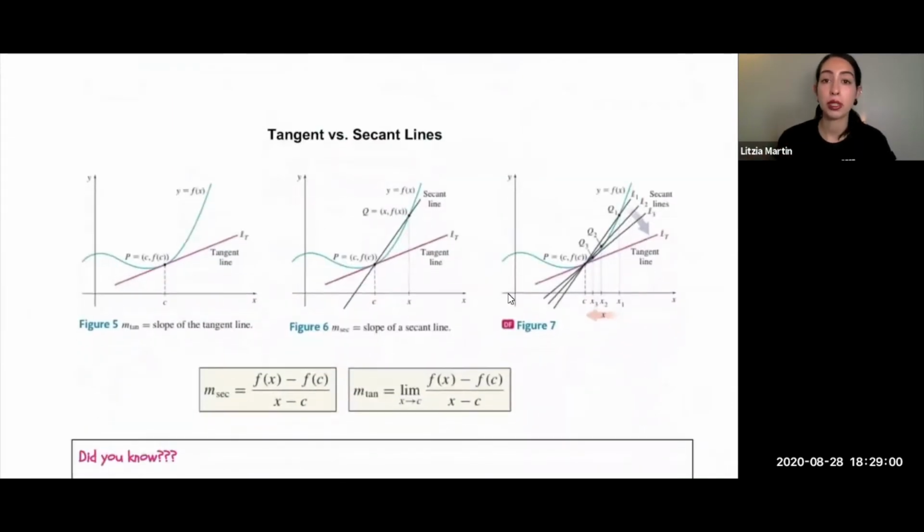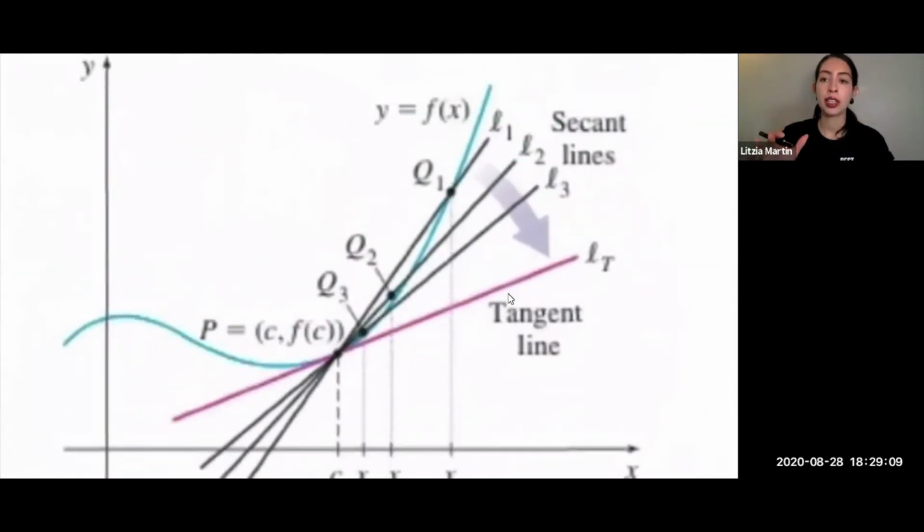Let's talk about the difference between a tangent and a secant line. So a secant line is a line that is formed by taking any 2 points of the curve. So we see here, L1 is a secant line because of those 2 points. We see L2 is also a secant line because of those 2 points. And then L3 is a secant line because of those 2 points there. And LT is our tangent line because it's only going through the curve once.